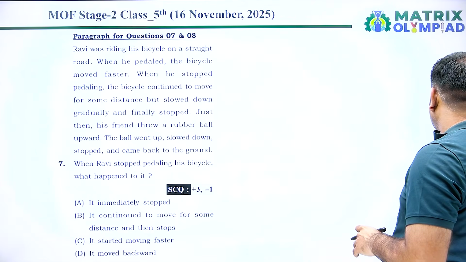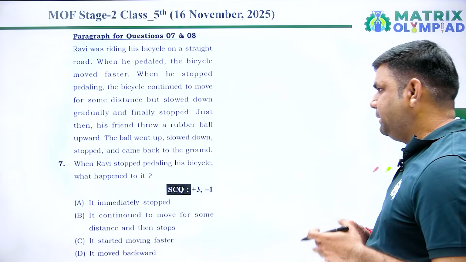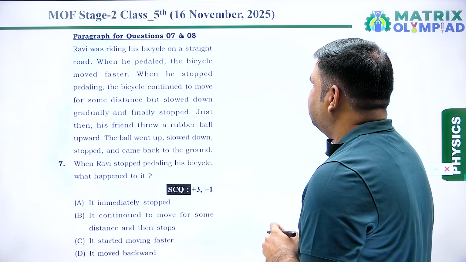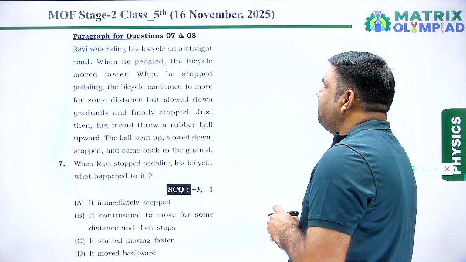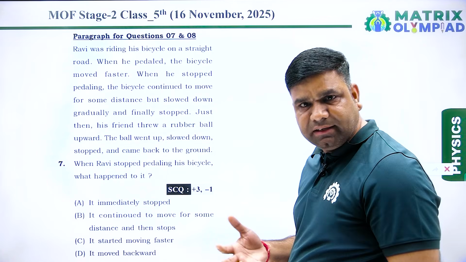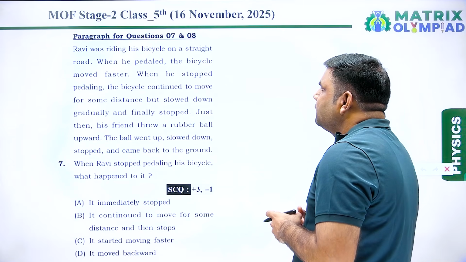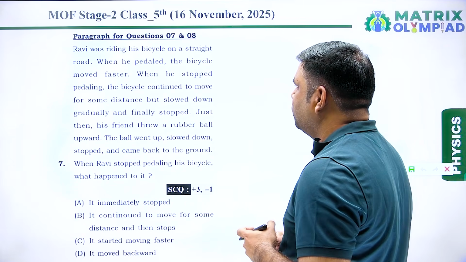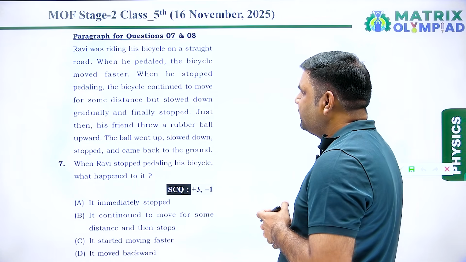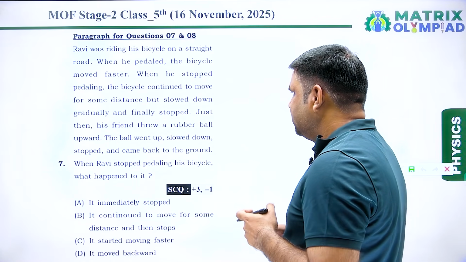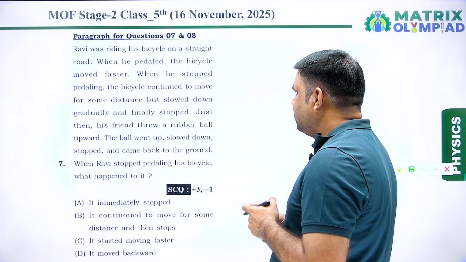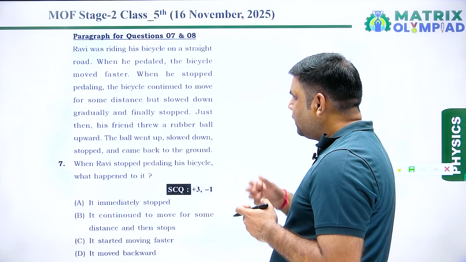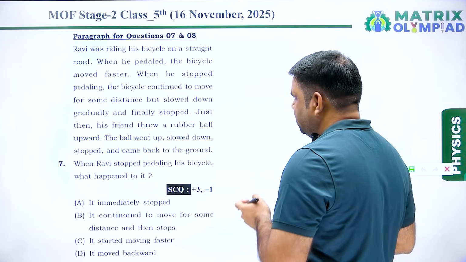Questions number 7 and 8 are both based on the same paragraph. So here is the paragraph. Ravi was riding his bicycle on a straight road. When he paddled, the bicycle moved faster. When he stopped paddling, the bicycle continued to move for some distance but slowed down gradually and finally stopped. Just then his friend threw a rubber ball upward. The ball went up, slowed down, stopped and came back to the ground.